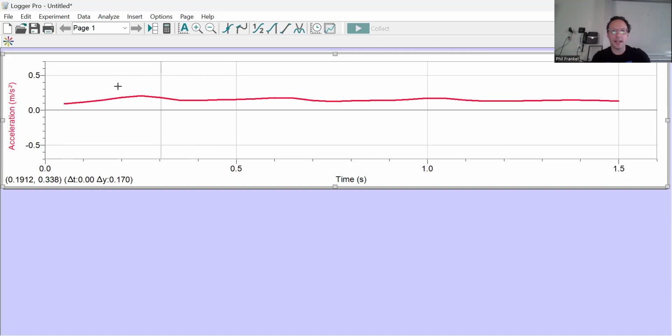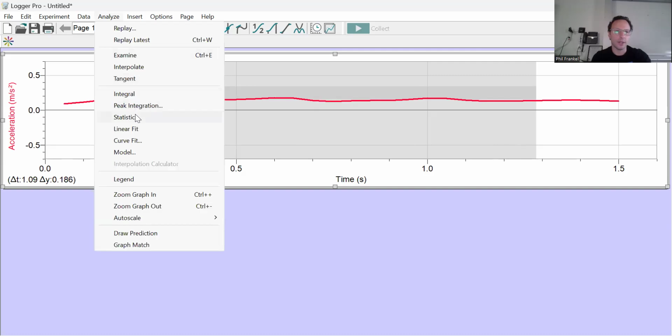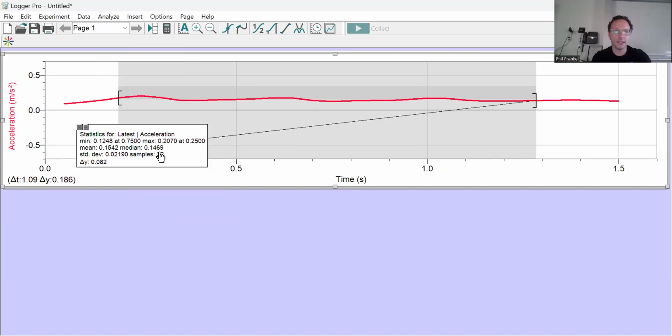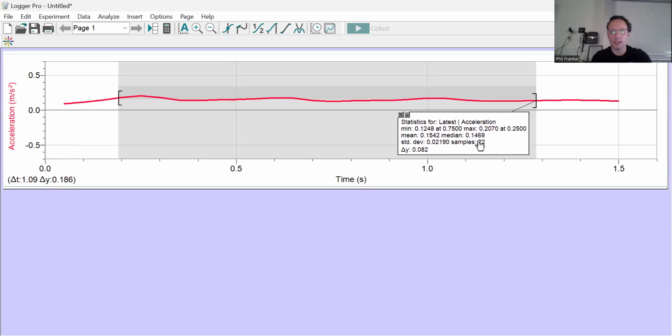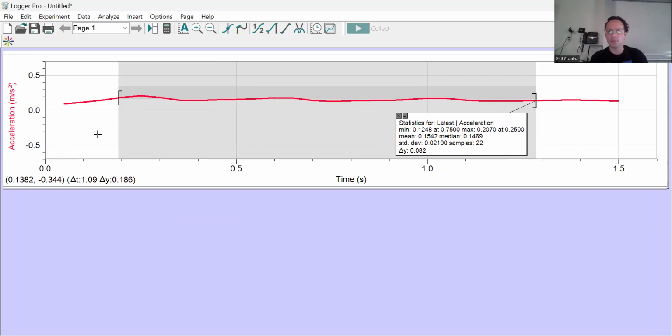Now, we can figure out what that value is. I can highlight this graph over here, and there's an option to analyze, and I'll click on statistics. It's giving me this little statistics box where it says the mean is 0.15. So the mean value of the acceleration is 0.15 meters per second squared. Yes, the acceleration is a little above that and a little below that, but on average, the mean acceleration is 0.15 meters per second squared.